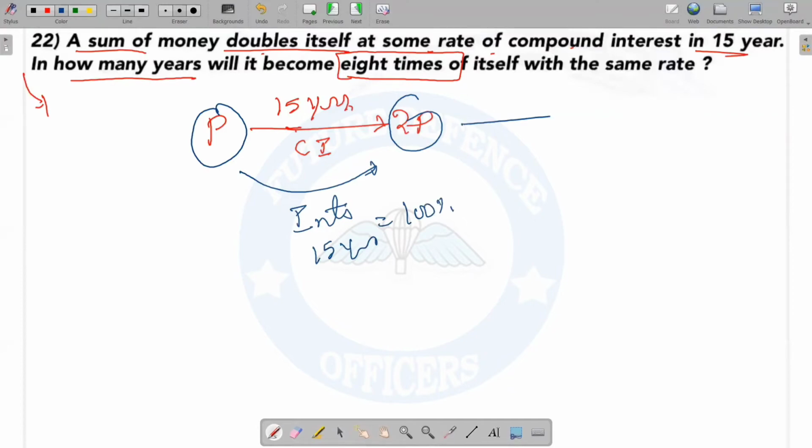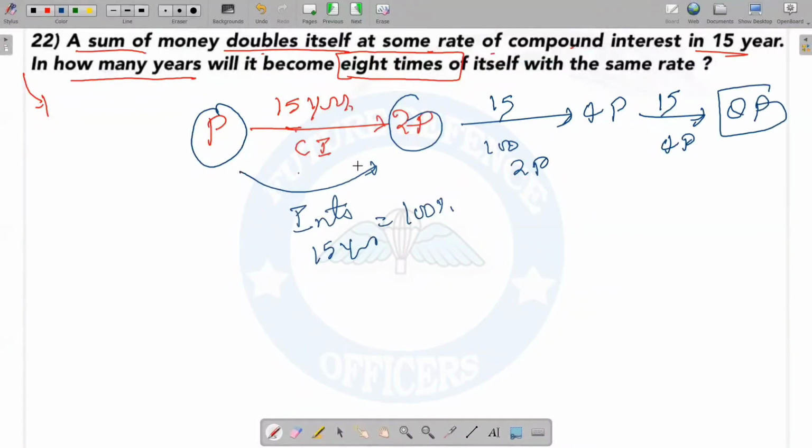So the next 15 years also the interest will be 100%. So next 15 years 100% means 2P will be the interest. Here it became 4P. Next 15 years again, 4P will be the interest. So here the money became 8P, means in 45 years, 15 plus 15 plus 15, the amount became 8P.